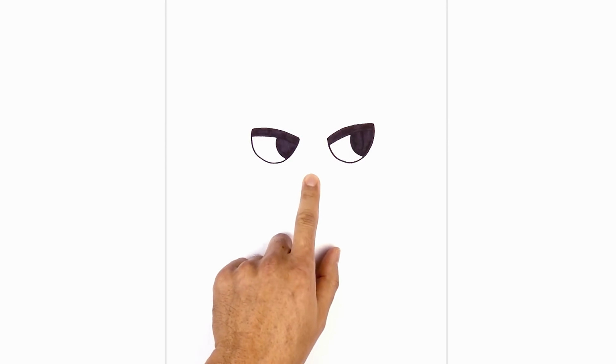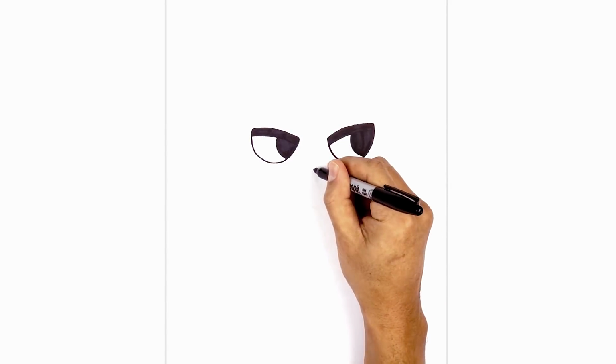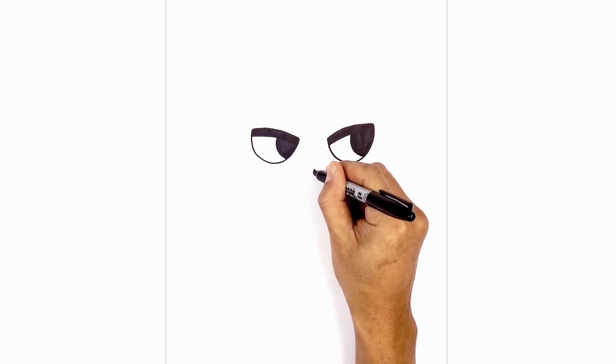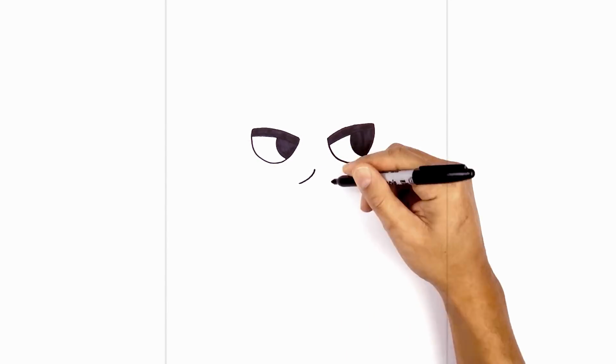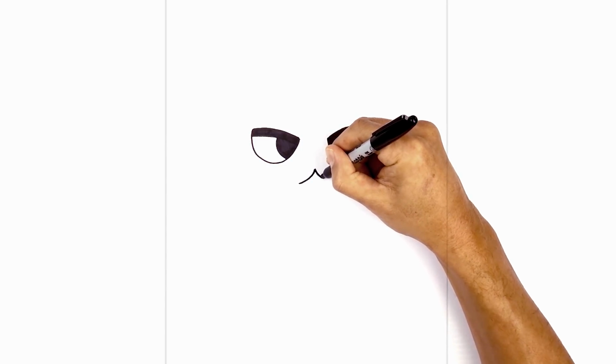Now down in the middle here, we're going to locate the mouth. So starting in the center, we'll draw a point. From this point, I want to curve down and out towards the left. Go back to the center and curve down and out towards the right.